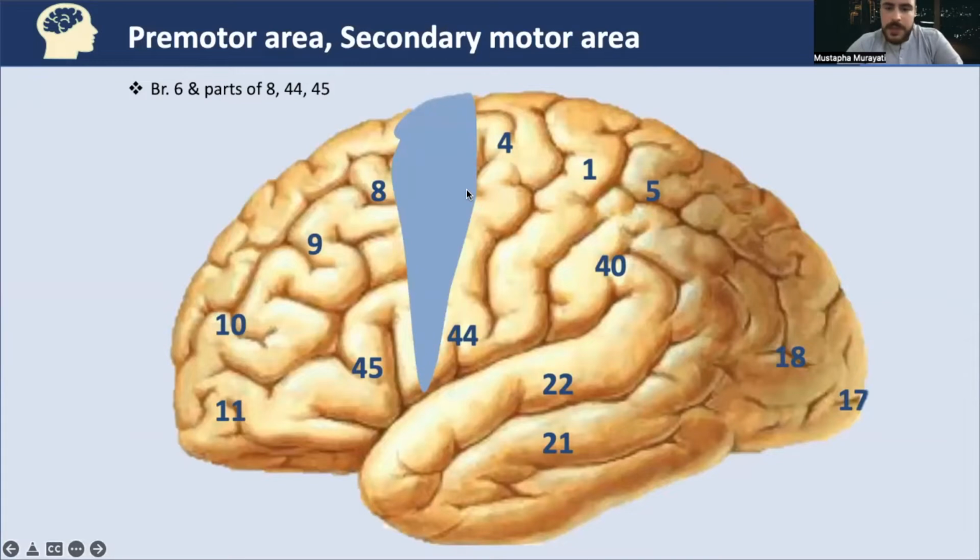Well, there are some debates you may hear as I'm presenting this. Some Brodmann areas have conflict about their representation. For example, for the premotor area, some tell us that it's just number 8, and some tell us that it's 8, 44, and 45. So it depends on the references you're reading.